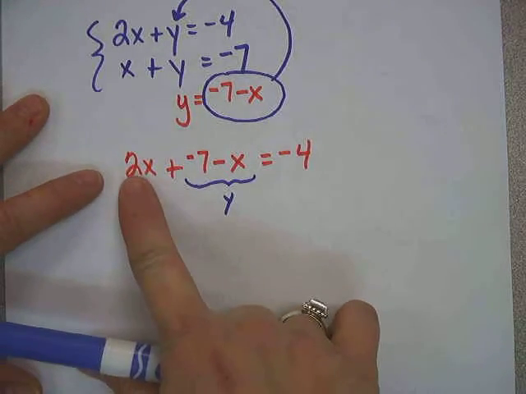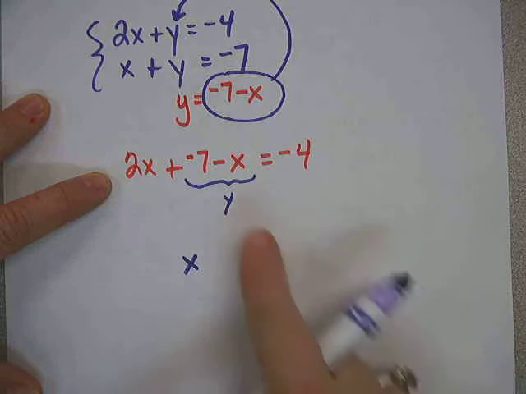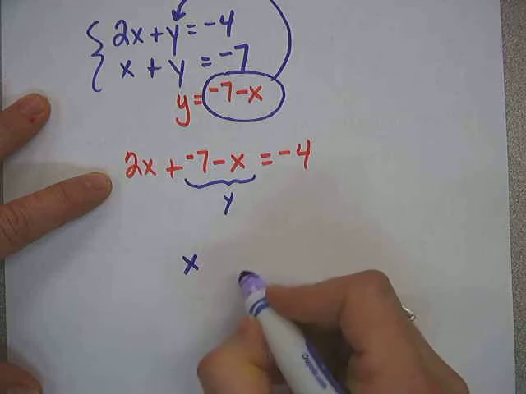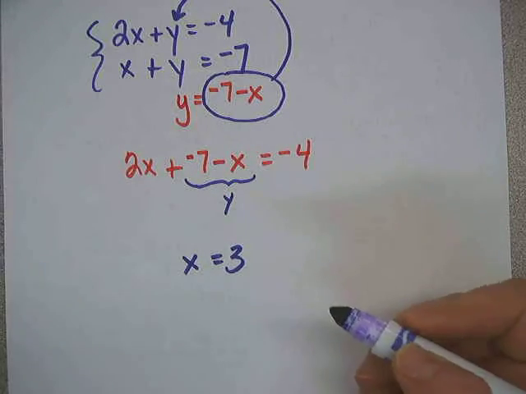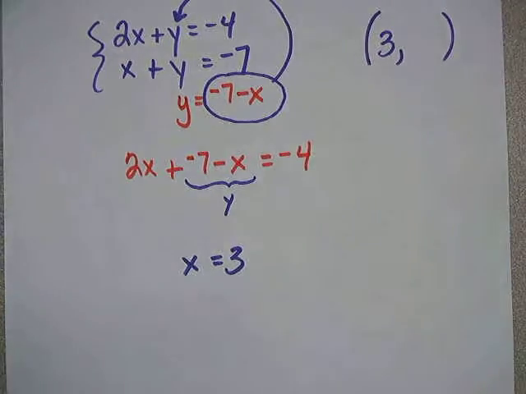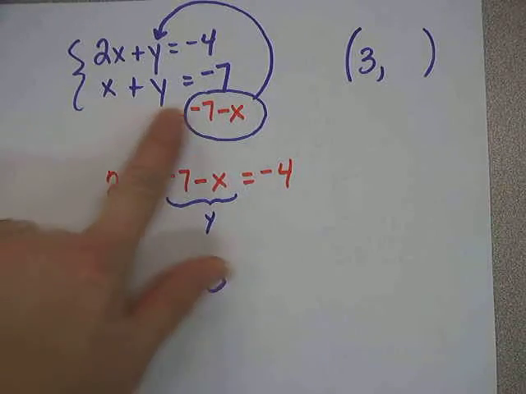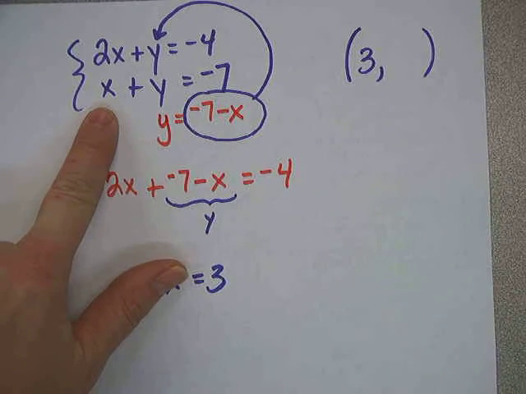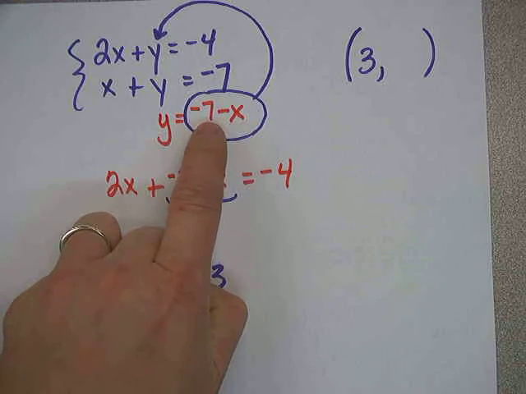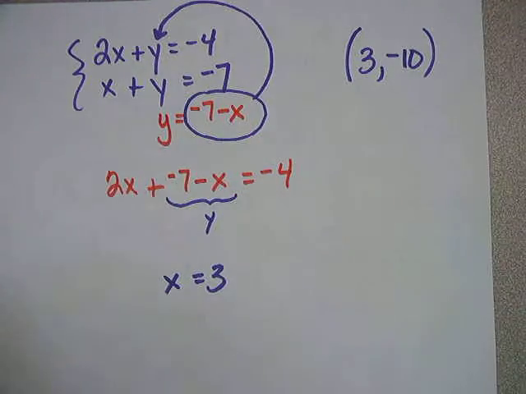Okay, so once this is set up, we just solve. 2x minus 1x is just x. And then you're adding a negative 7, so if I add a positive 7 to both sides, I get 3. So once again, that's my x value of our solution. And I'm going to pick the simplest equation I can down here. Actually, we can use this form. If x is 3, negative 7 minus 3 more is negative 10.